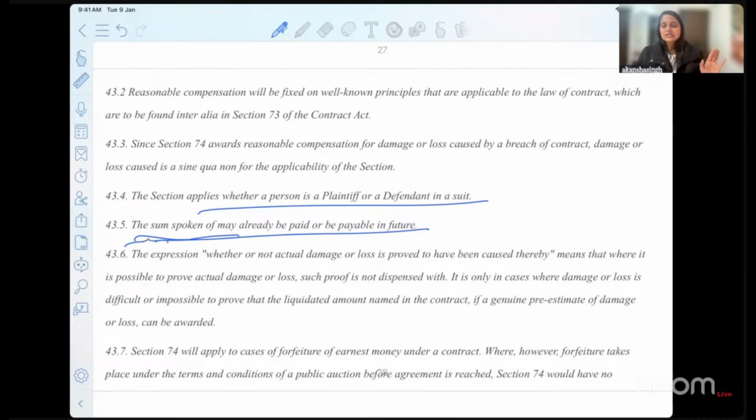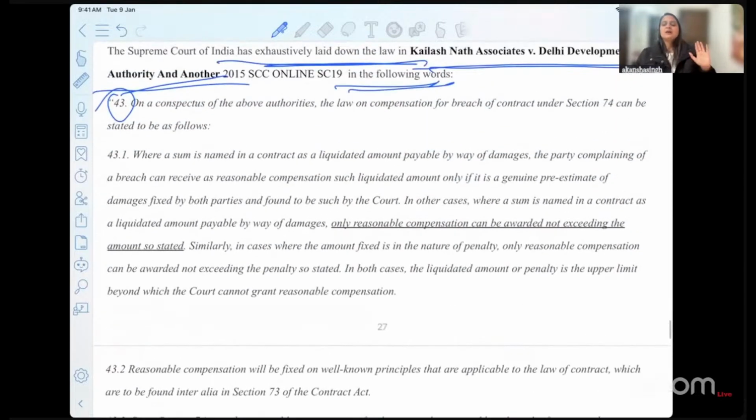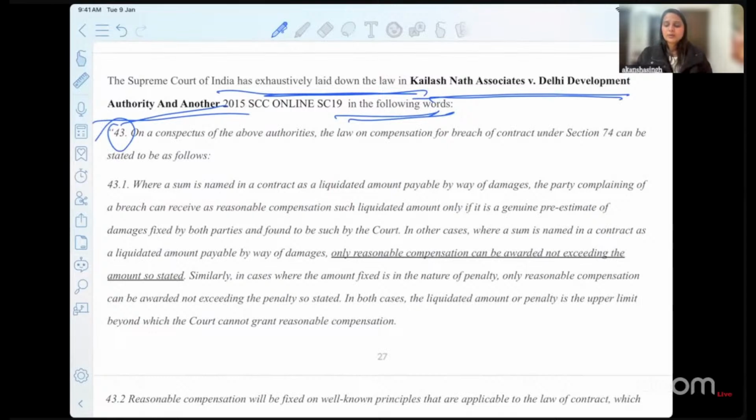It says the sum spoken of may already be paid or be payable in future. Already paid is earnest money, payable in future is the liquidated damages or the penalty that we are talking about. Section 74 will apply to cases of forfeiture of earnest money under a contract. So this applies to forfeiture, as again told by the court in this case of Kailash Nath Associates.